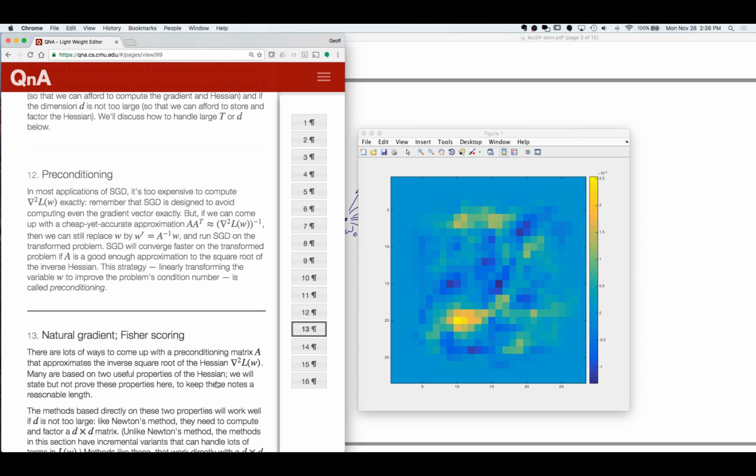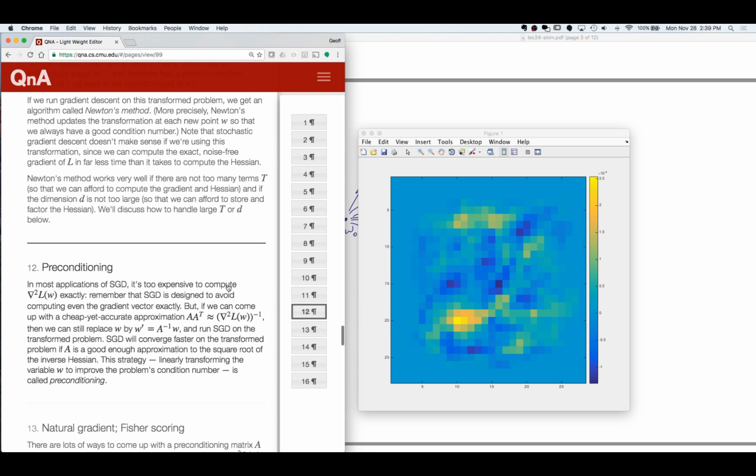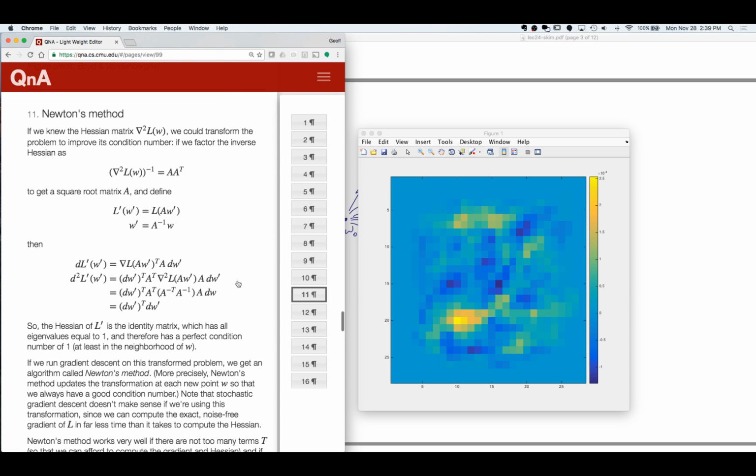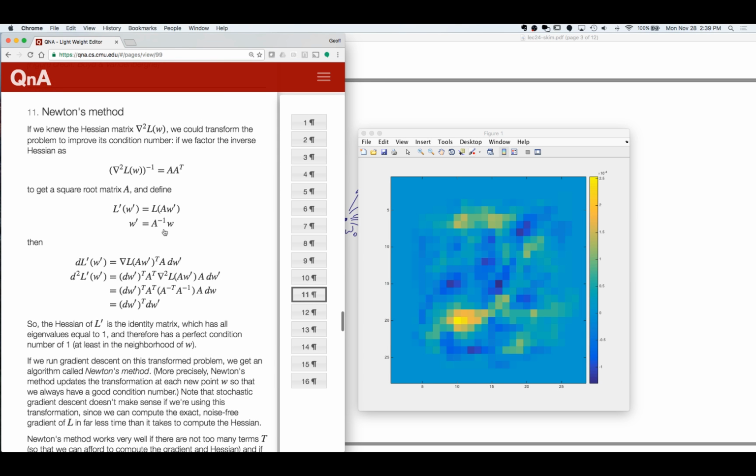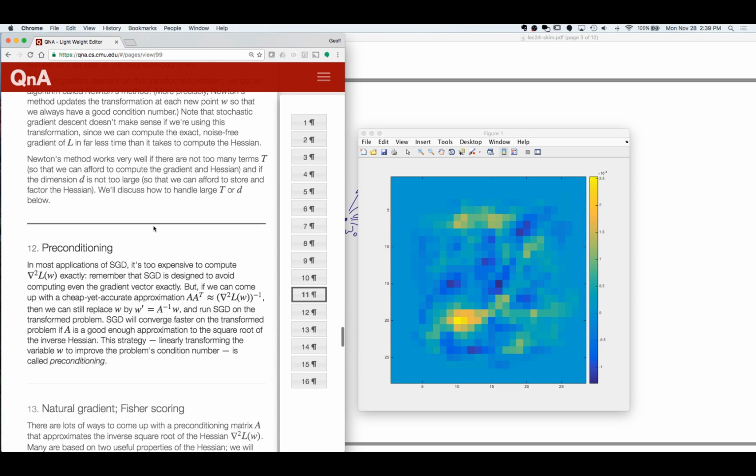But Newton's method gives us an idea, which is that if we know the Hessian exactly, we can get a great condition number. But what if we have a cheap but only somewhat accurate approximation of the square root of the inverse Hessian? We can still do the same trick. We can replace W by A inverse W, which is W prime. And we can run SGD on the transformed problem.